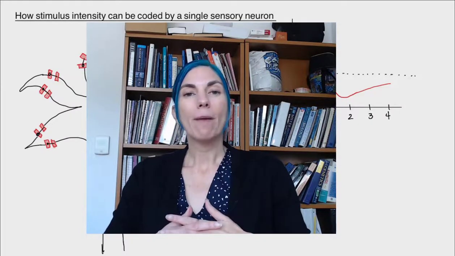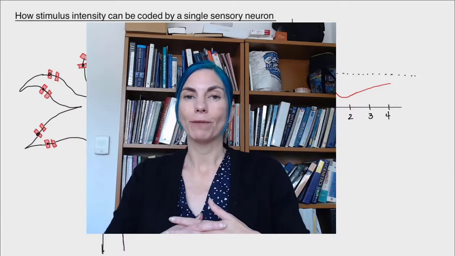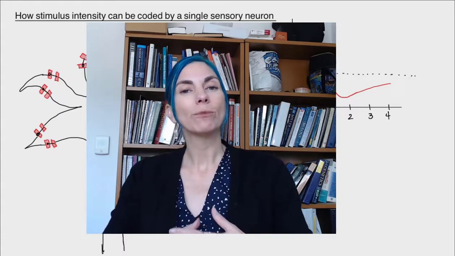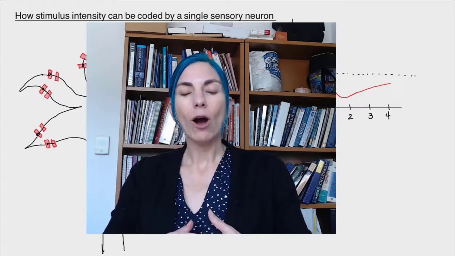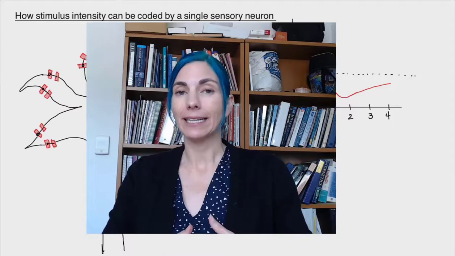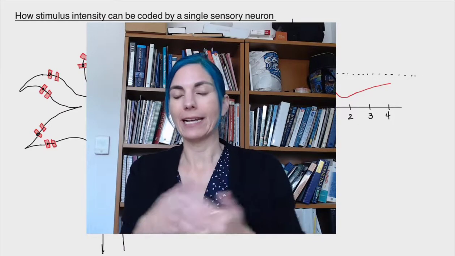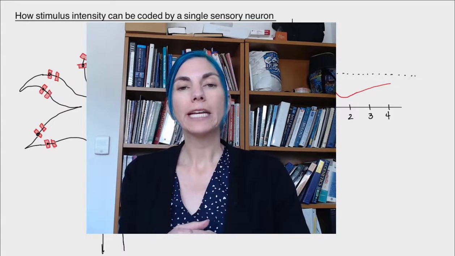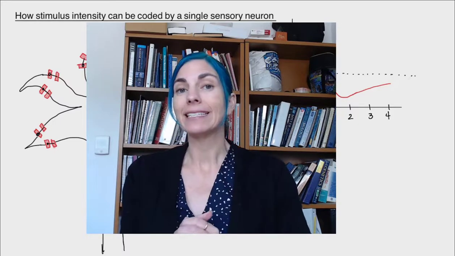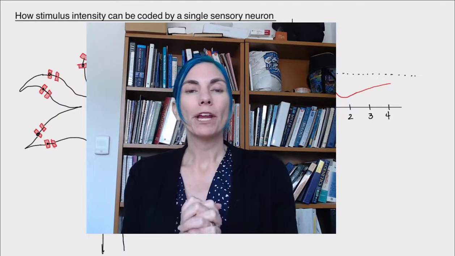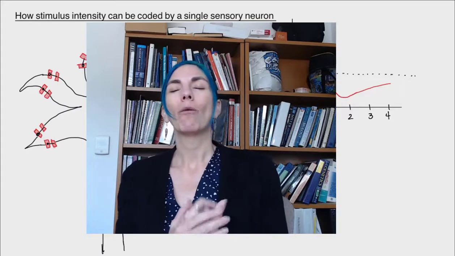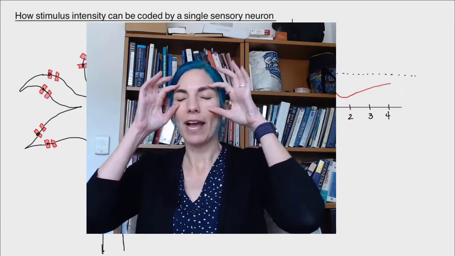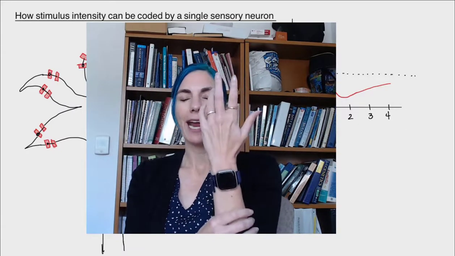So now we're going to come back to the relative refractory period and take a look at its importance in how stimulus intensity is translated in a single neuron. And we're going to use a sensory neuron as an example. So here's the setup. I want you to imagine that you've got your eyes closed and your hand out, right?